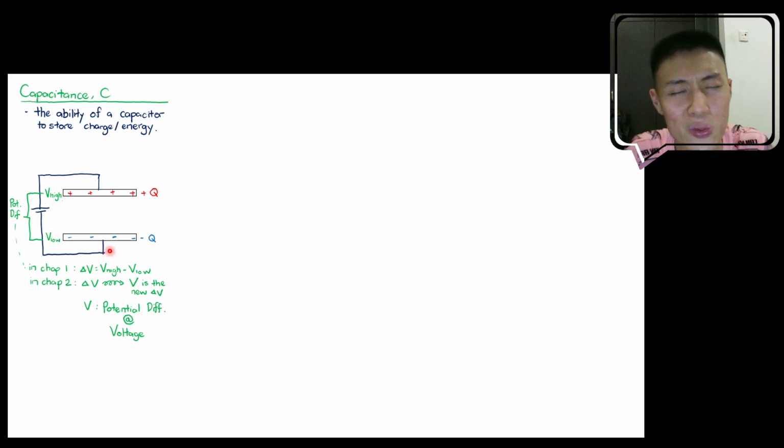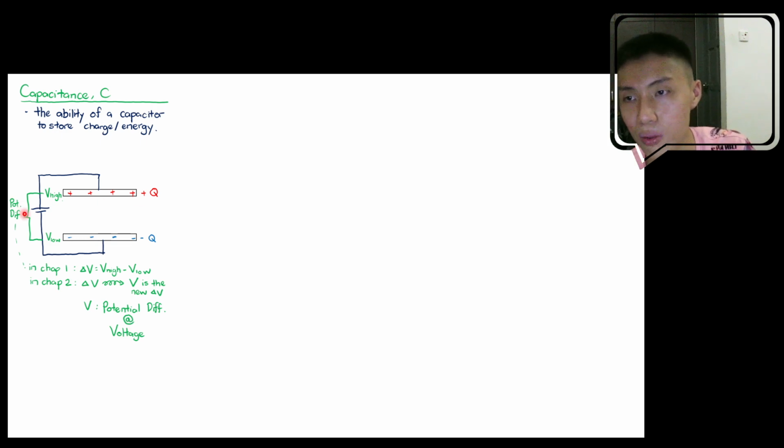I'm just worried that some of you might think that this V here is the same as the V in chapter 1. In chapter 1, V represents electric potential. But from chapter 2 onwards, V is no longer electric potential. V is the difference in electric potential, or potential difference. And another name for potential difference is voltage.